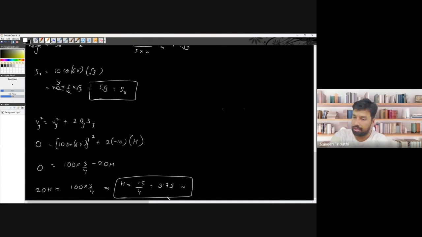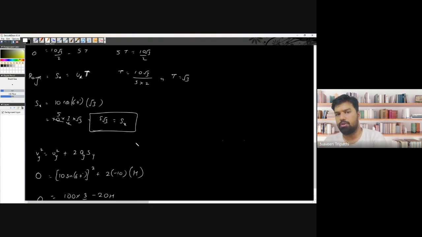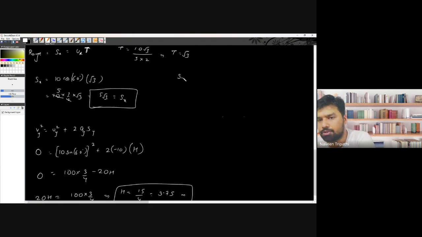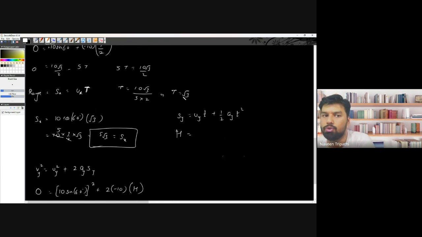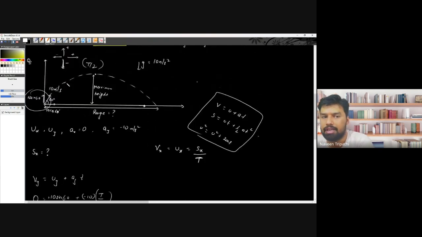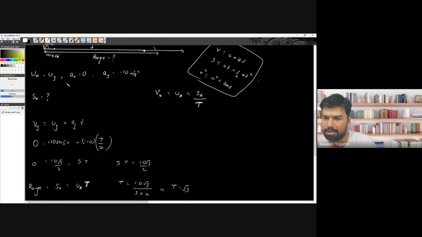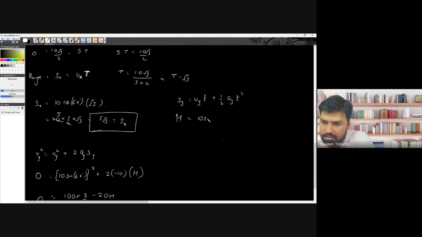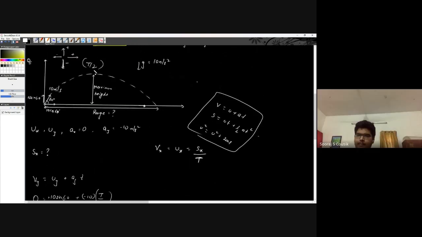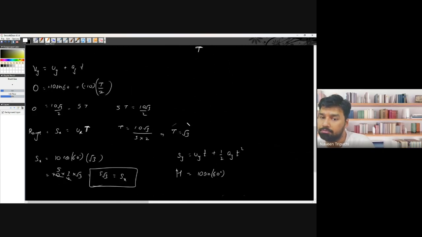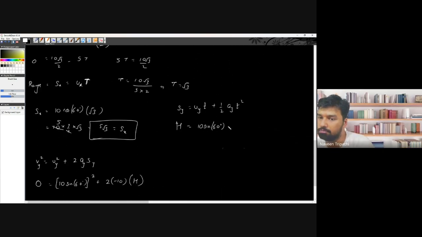This is the height. If you don't want to find it this way, you already have the time. You can apply Sy is equal to Uy into T plus half Ay T square. Now we know Sy, which you have to find, is capital H. What is Uy? Uy is 10 sine 60. So 10 sine 60 times T. Now, what is the time taken for maximum height? Half time, right? What is the total time? Root 3. So what is half time? Root 3 by 2.